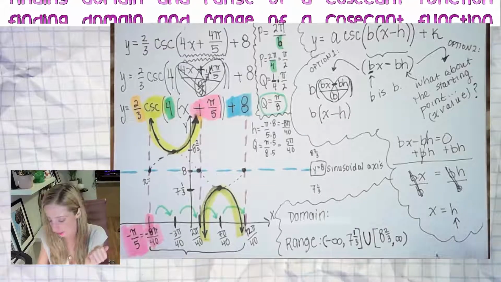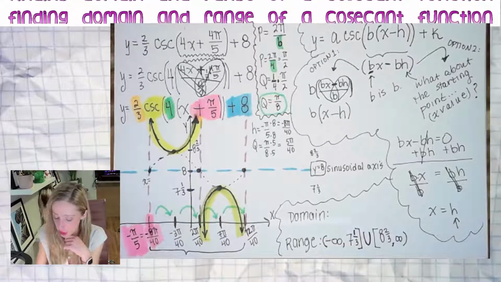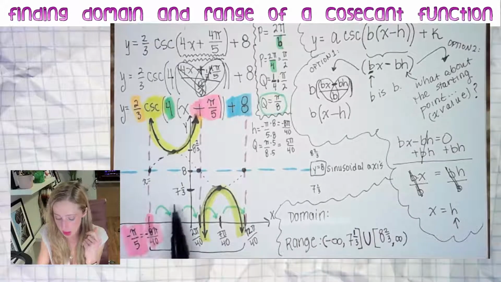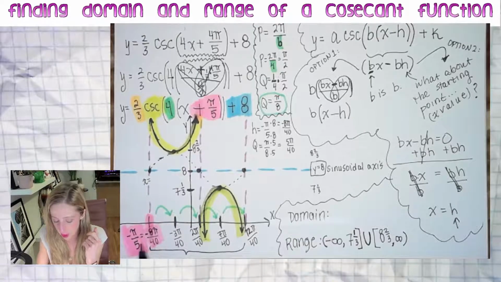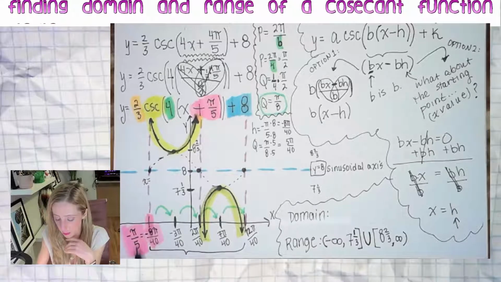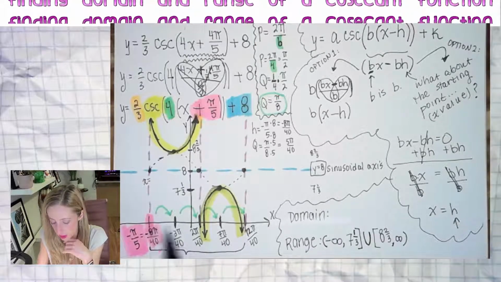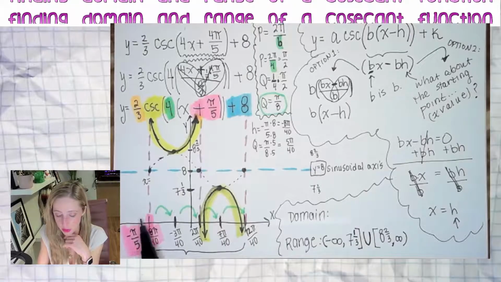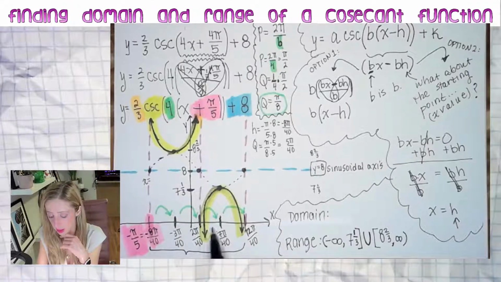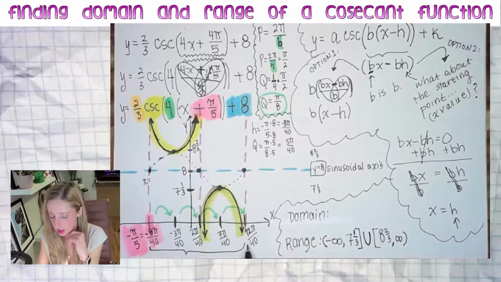Now for the domain. We could describe it as, I'm going to use all the denominator 40s right now, negative 8 pi over 40 until 2 pi over 40, with parentheses because it's not included there. Union, and from 2 pi over 40 to 12 pi over 40.